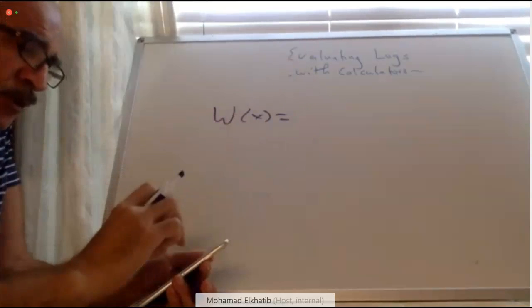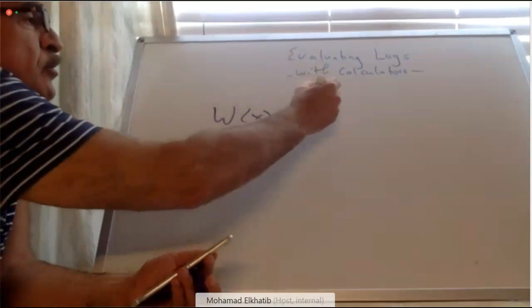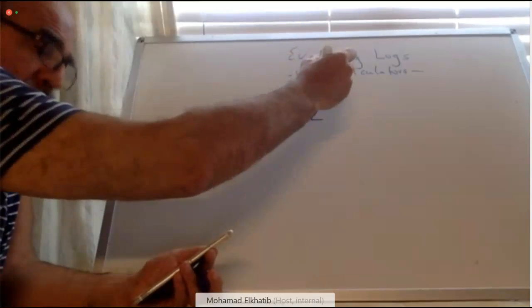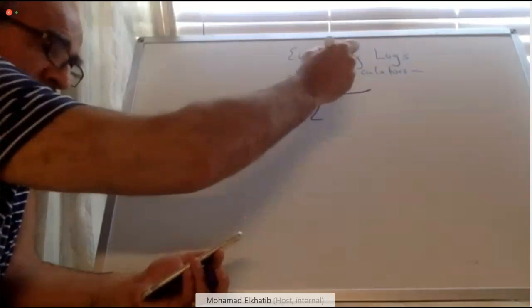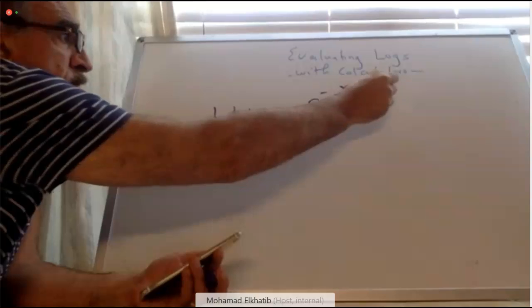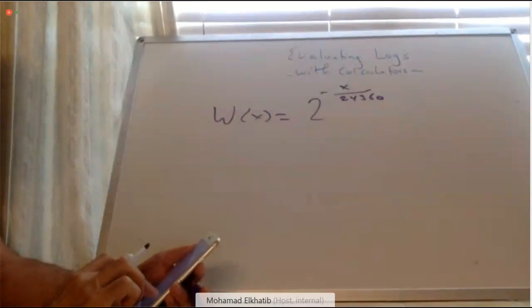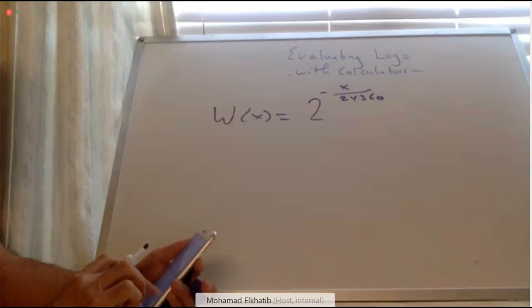The question was, all right, let me just show you how to do that problem. It's really easy. It's basically all calculator work. 2 to the power negative x over 24,360. The question is, basically, this is the plutonium.